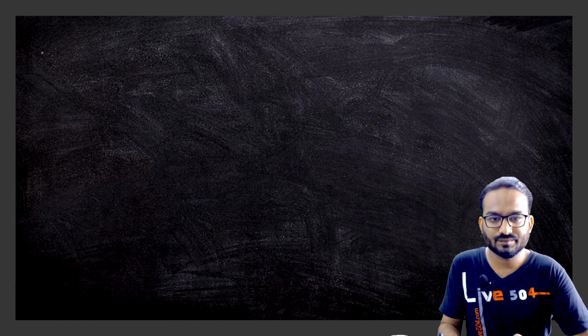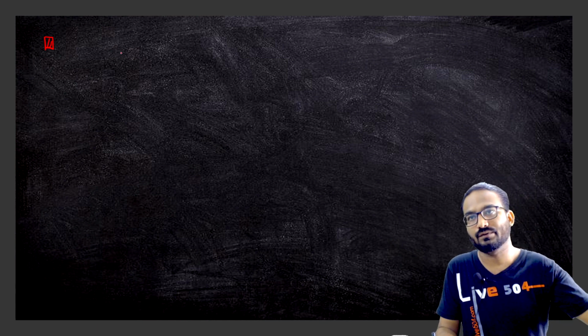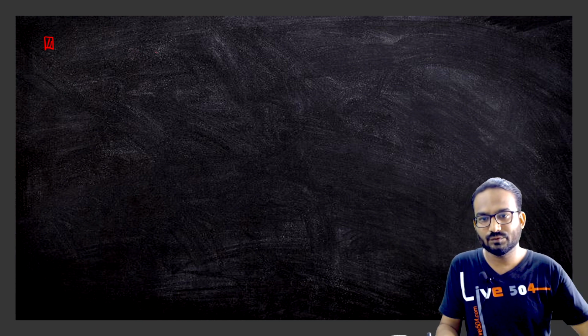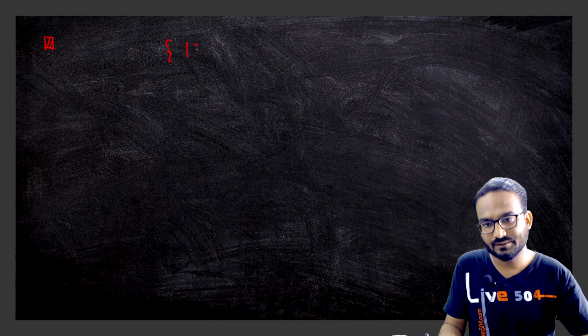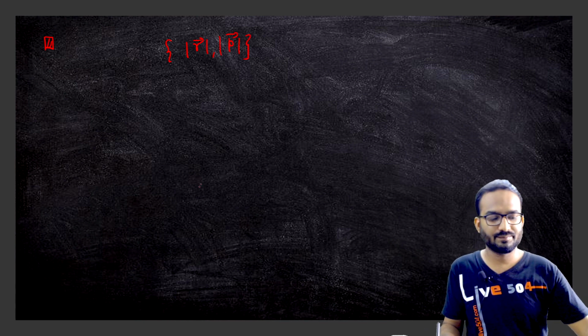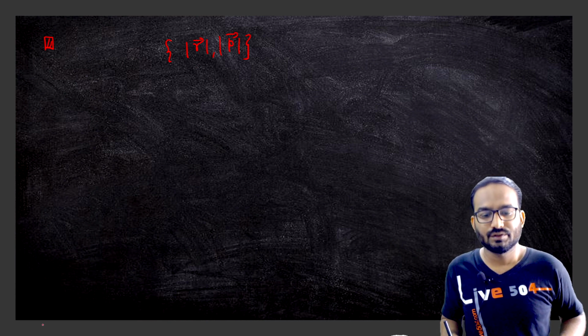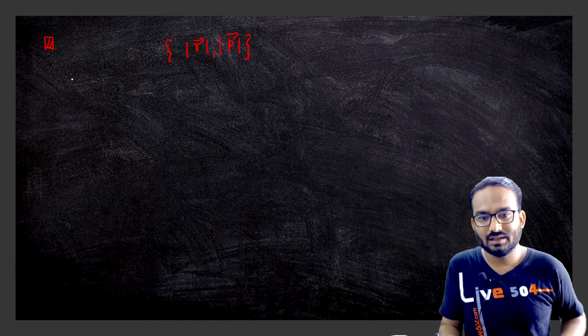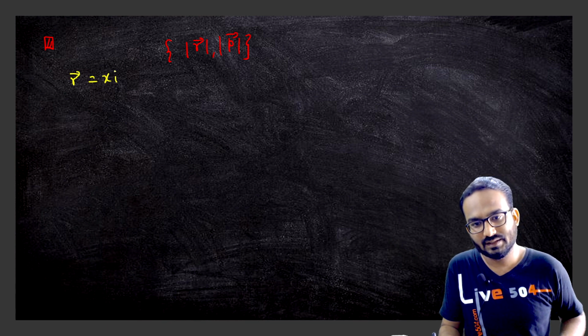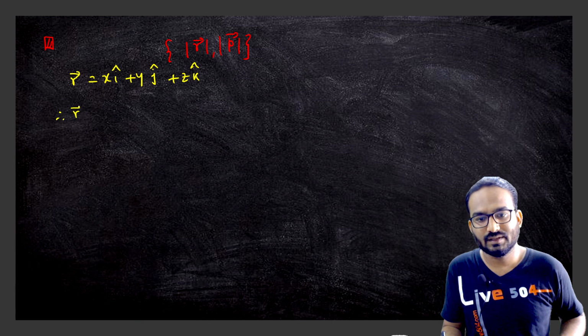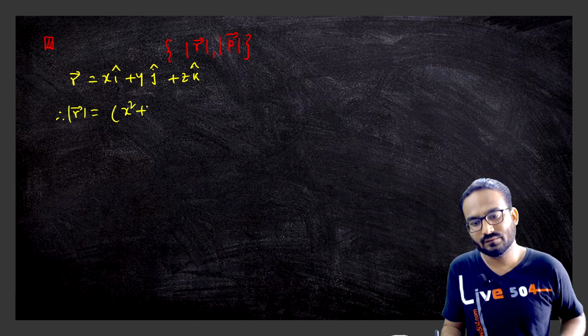So let's say we have to find out the Poisson bracket of, let's say, R and P. Two variables are given to you, R and P. So how can we find out this Poisson bracket? We know R is nothing but x i cap plus y j cap plus z k cap. So modulus of R will be x square plus y square plus z square, to the power half.